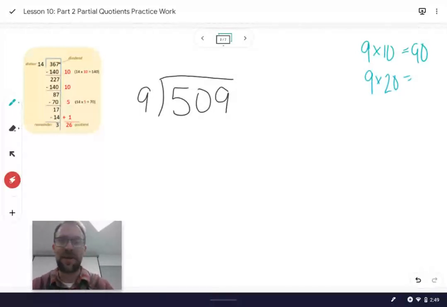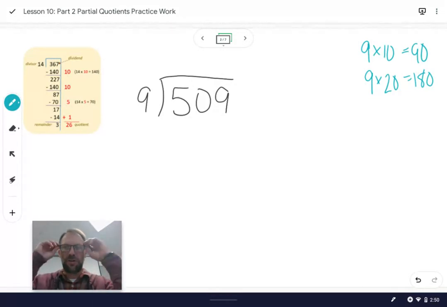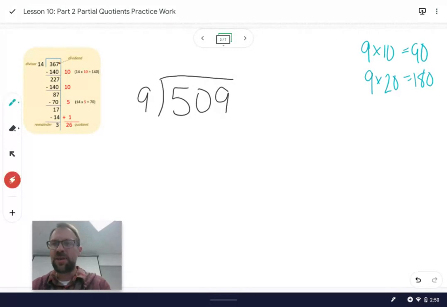Well, that's just an extended math fact, right? That's 9 times 2 with a 0. So 9 times 2 is 18, and a 0 makes it 180. Okay, we're getting closer to 509, but if I subtracted 180 from 509, I'd still have a really big number, and I'd have a lot of division left to do. So I'm going to continue to try to make this first partial quotient as big as possible by thinking of a larger group of 9s.